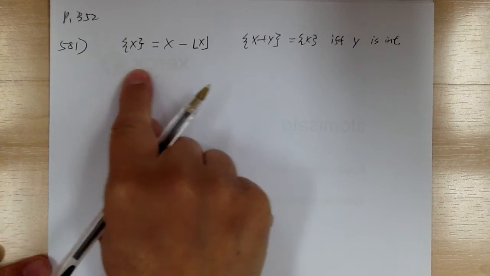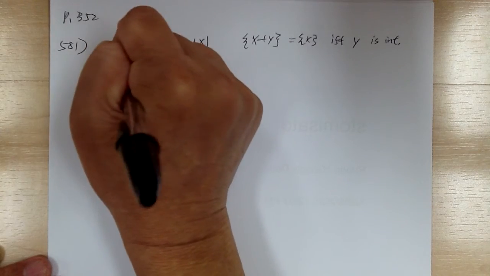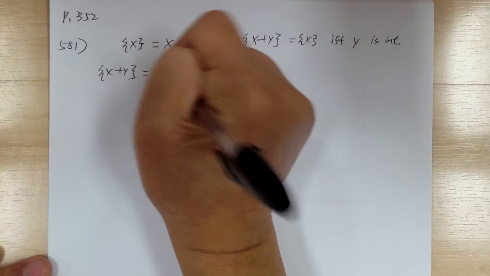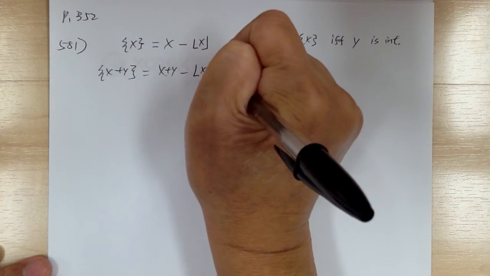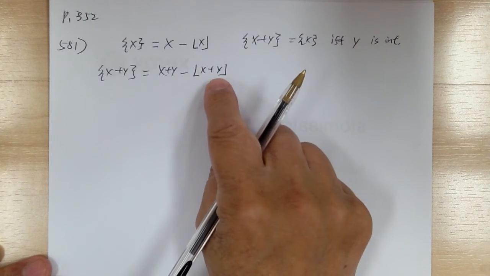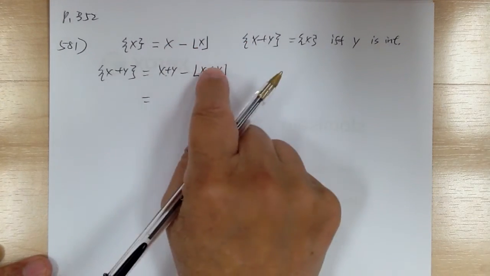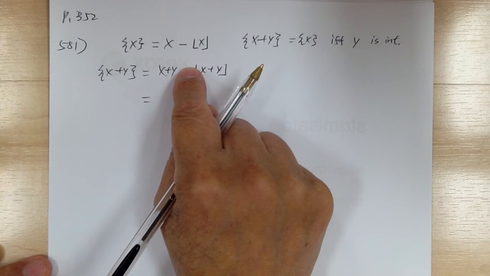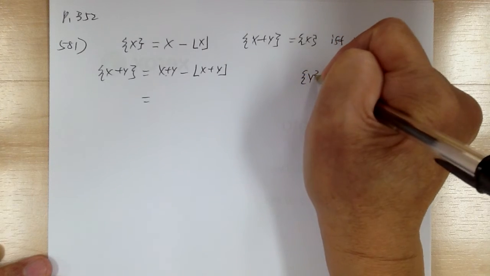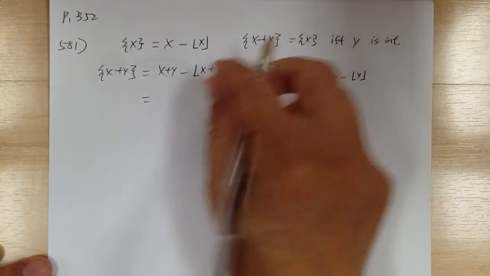So what we do is we apply the definition in here. So whatever is here would have this kind of function. So if you have x plus y, anytime when you see x, it becomes x plus y. So x becomes x plus y minus the floor function of x plus y, right? And this over here, y is equal to y minus the floor function of y, right?